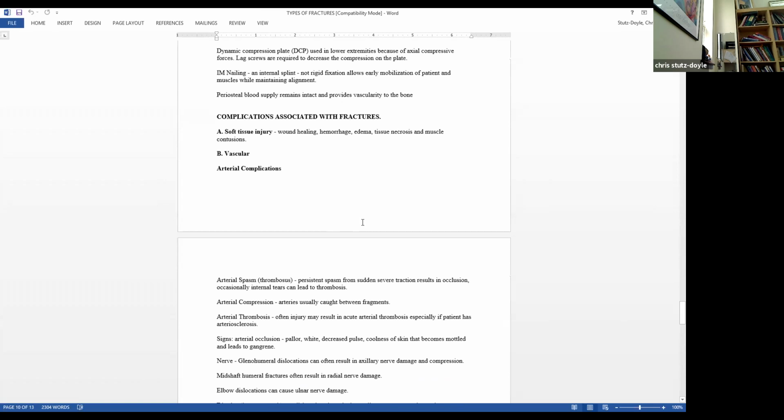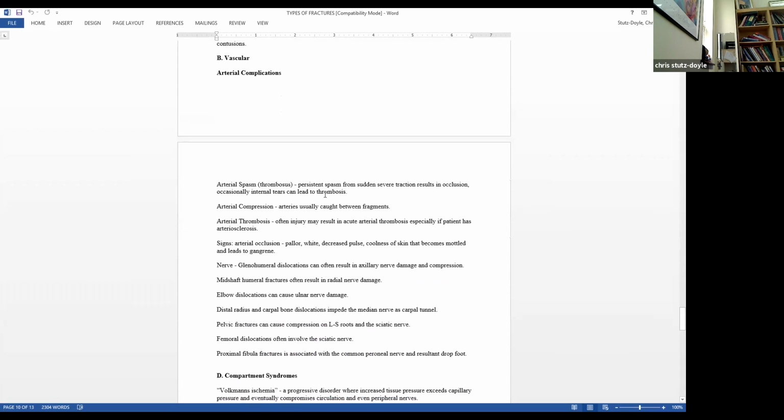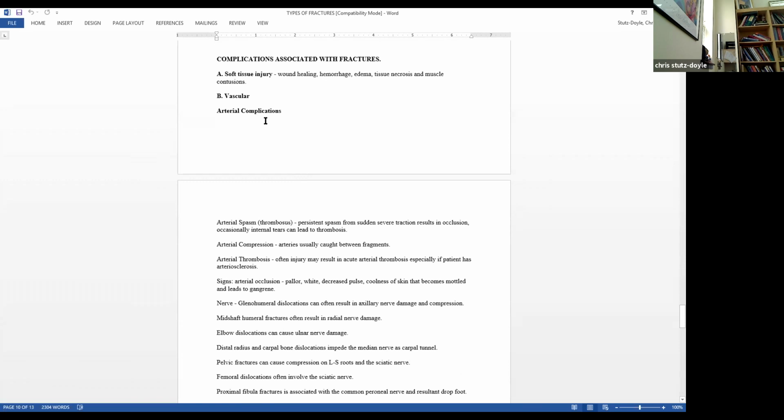All right, so complications. There's soft tissue complications, which include anything like hemorrhaging, edema, tissue death, muscle contusions. Vascular complications are arterial, as well as venous complications. So if we look at arterial spasms, you could have a thrombus or a thrombosis. A spasm from sudden severe traction results in an occlusion. So that occlusion can result in a thrombosis.